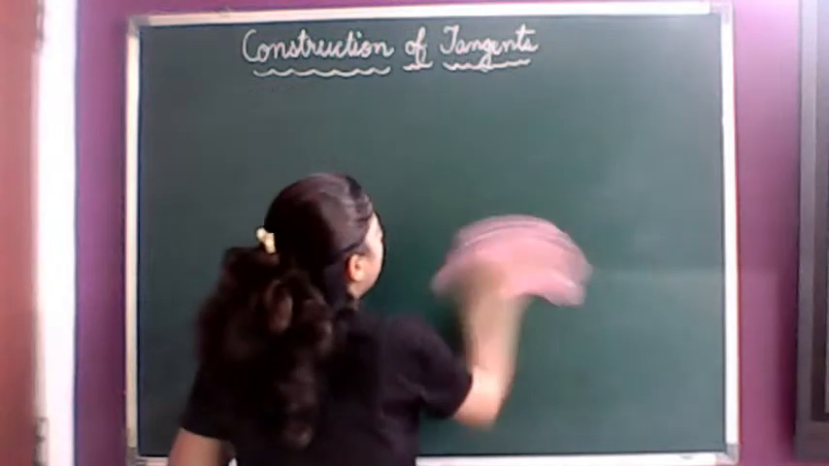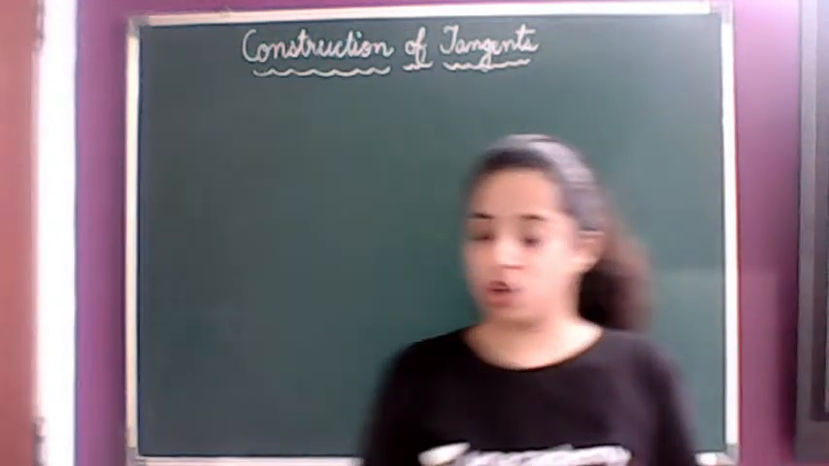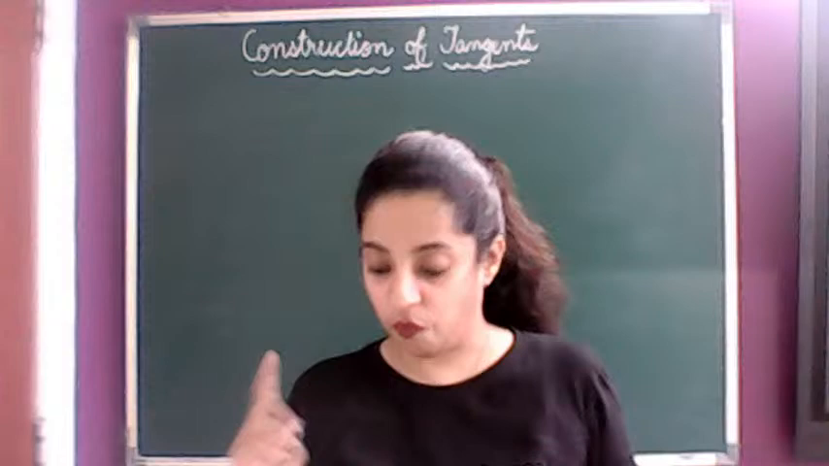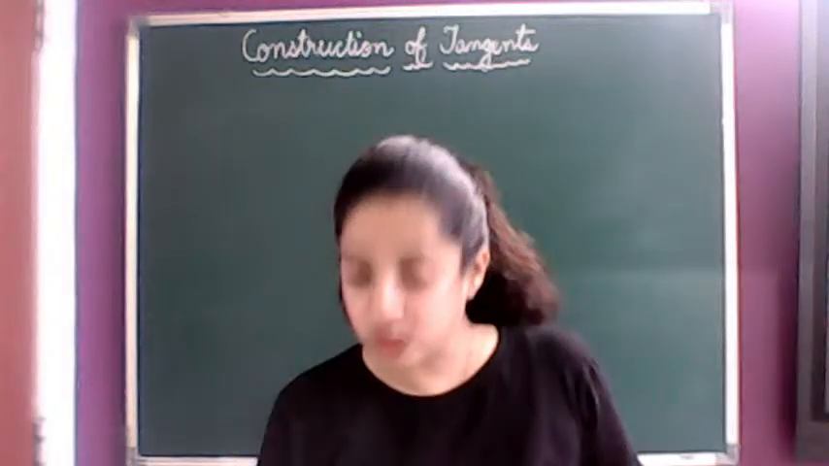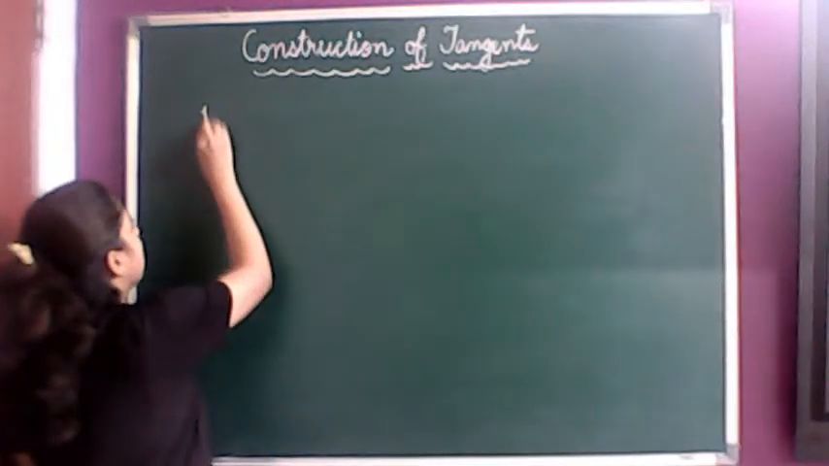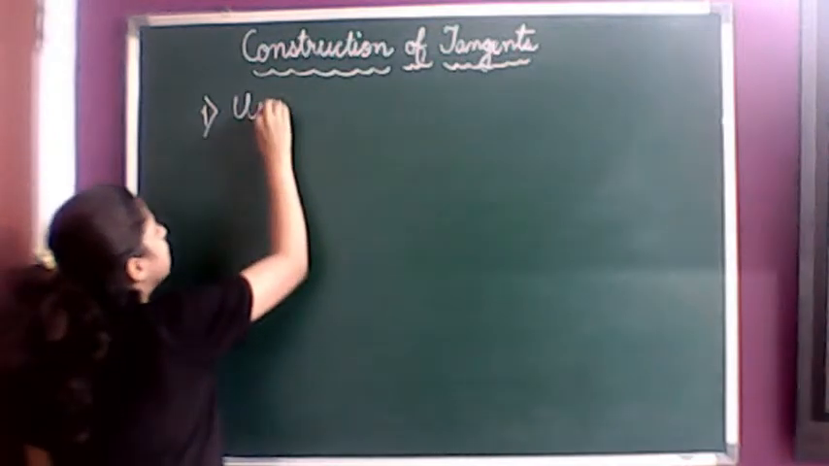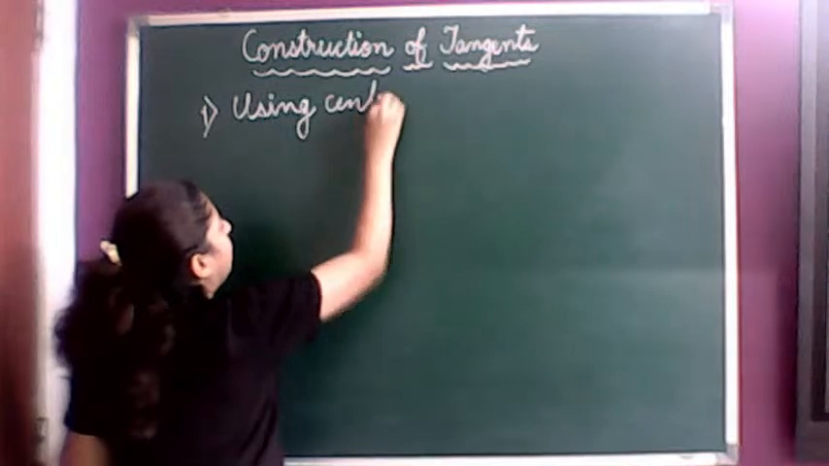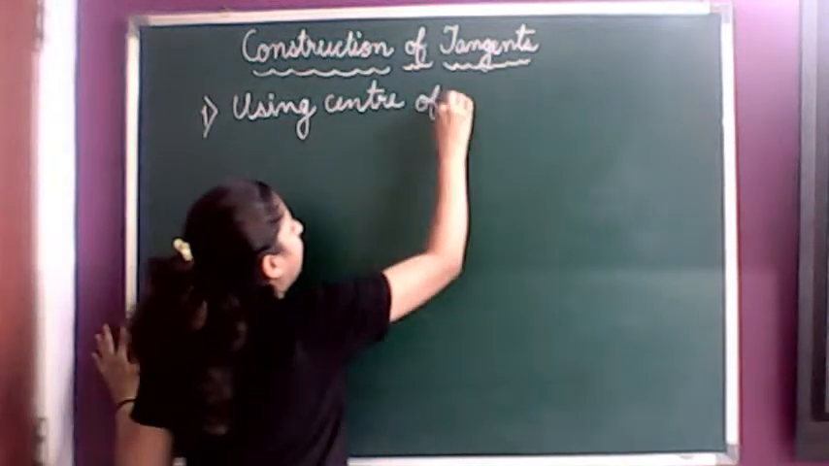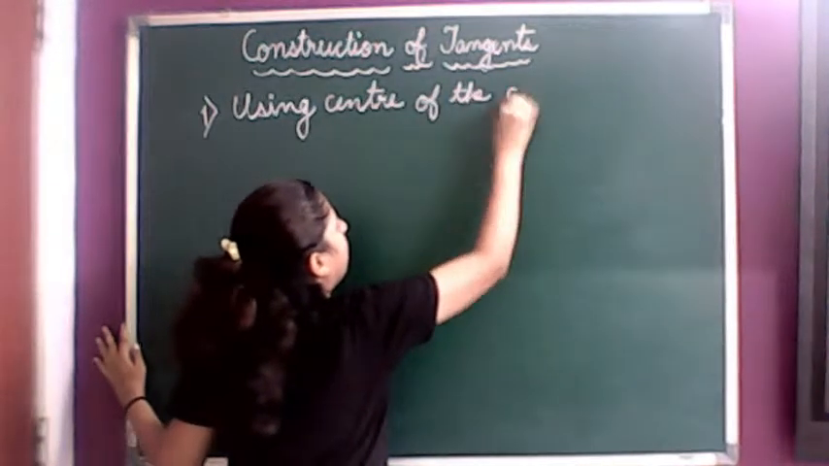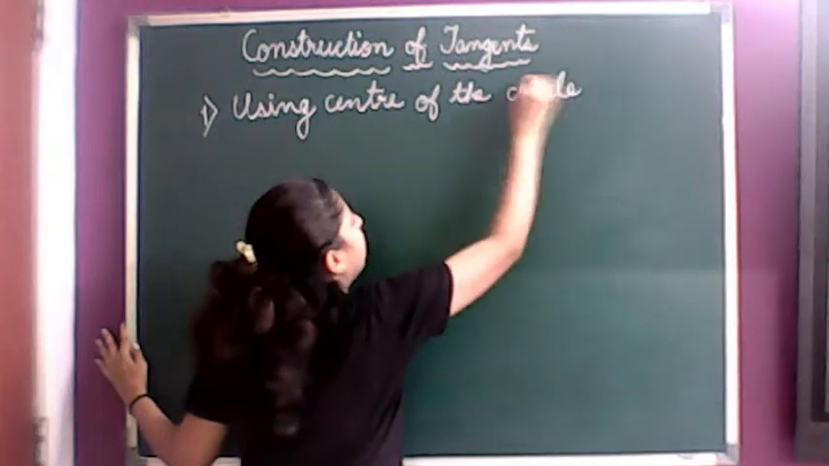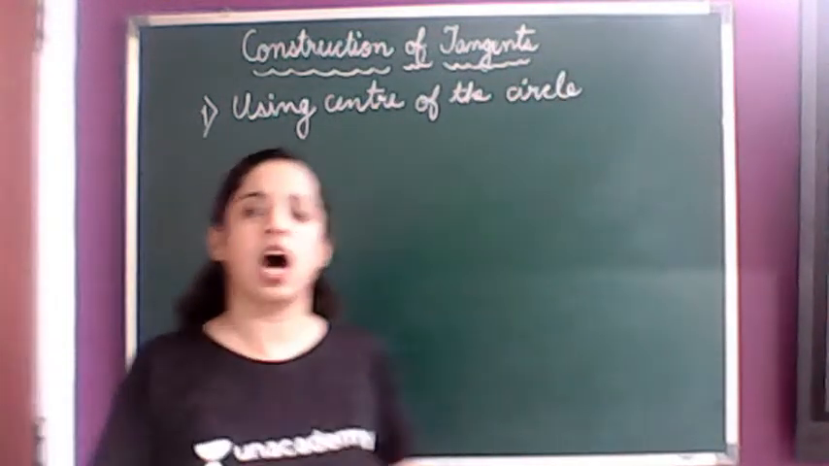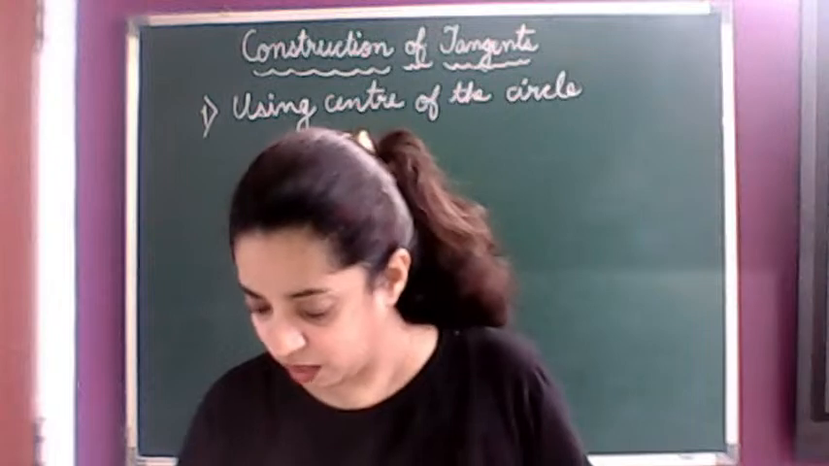In our course, there are three types of construction. The first one is using the center of the circle. So when we know the center of the circle, how do we construct a tangent?